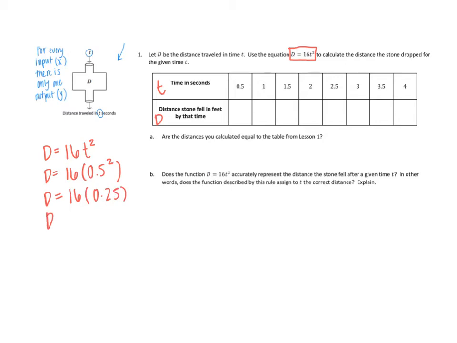And then 16 times 0.25. If I do that in my calculator, I get 4. So in half a second, we went 4 feet. Okay? And we're going to do that for all of these here.